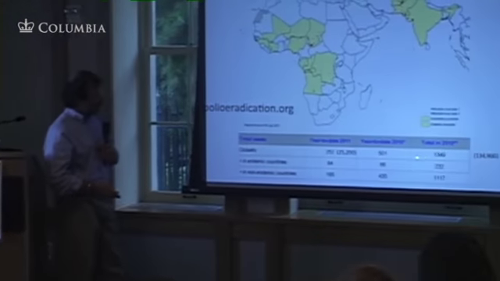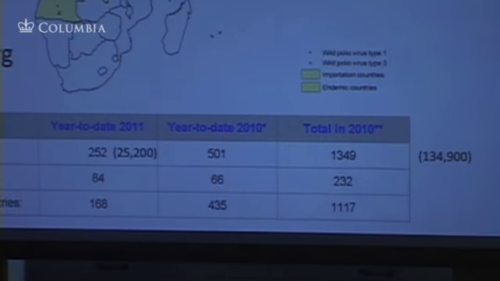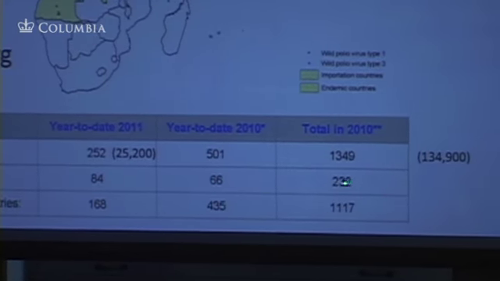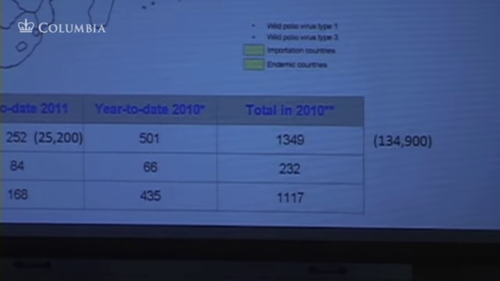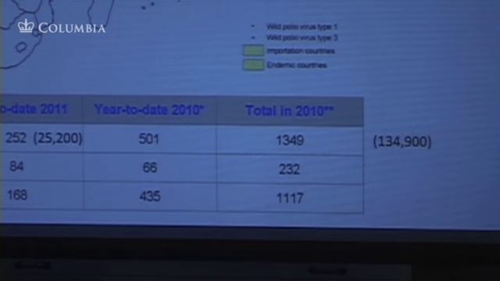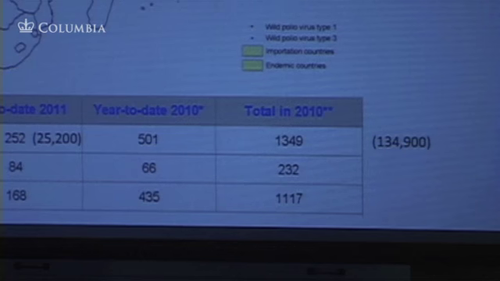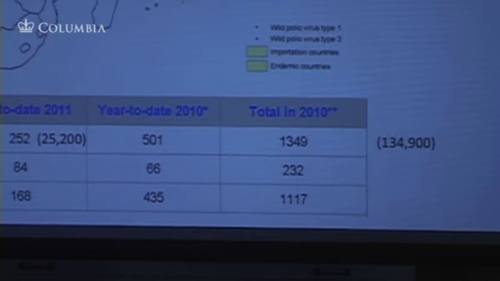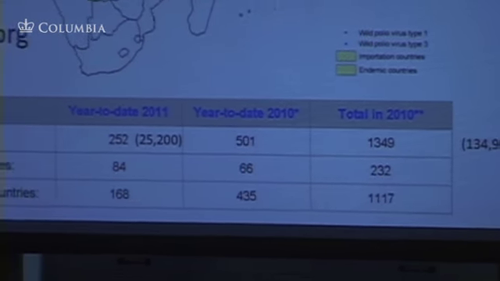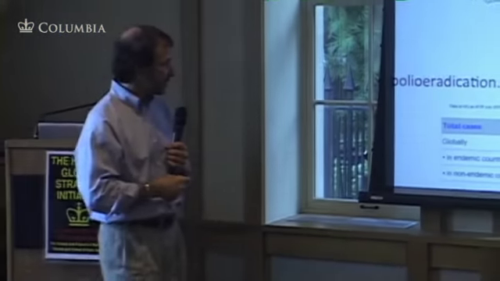So here are the numbers. Last year, 2010, globally 1,349 cases of polio, 232 in endemic countries, over 1,000 in non-endemic countries. These are introduced cases from other places. So you multiply this times 100 to get the total number of people infected. So 1,000 looks like a good number, but really 134,000 people are still shedding virus. The point is you have to be vigilant. Even if you get the cases down low, you have to keep going in and immunizing, massive campaigns, and that may not be so easy to do.